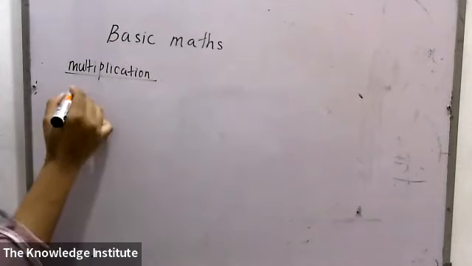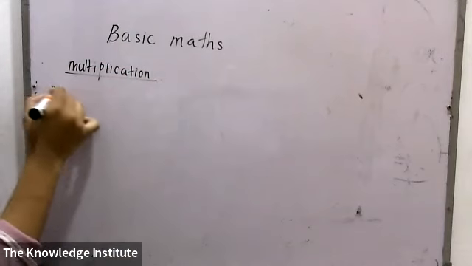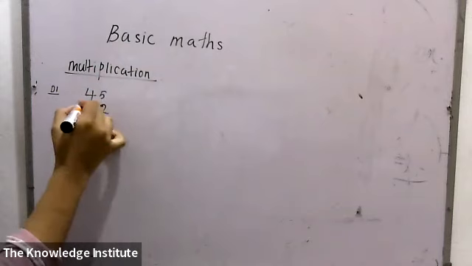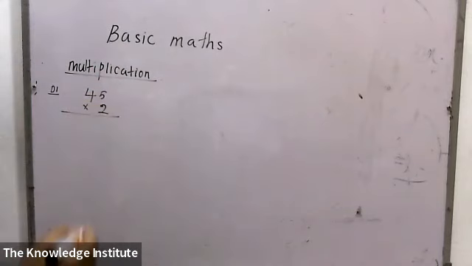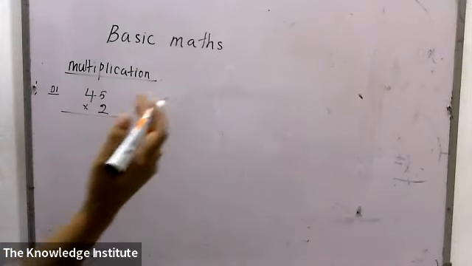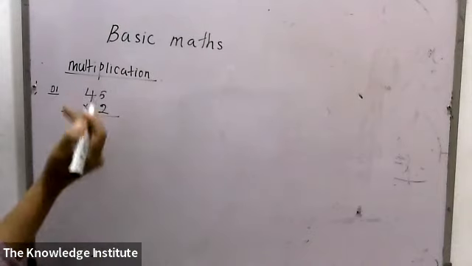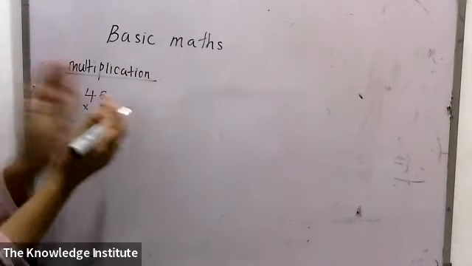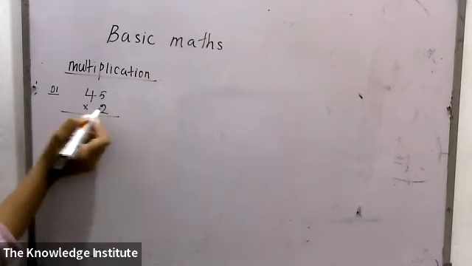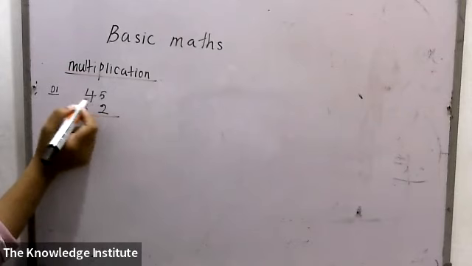Okay, let's see. Example number one, 45 multiplied by 2. Always remember, when you have sums like multiplication, addition or subtraction, you have to do it from your right hand side. You can't go from the left hand side. It's wrong. Always start from your right hand side. You have only one digit, right? You have to multiply this 2 by both the digits.